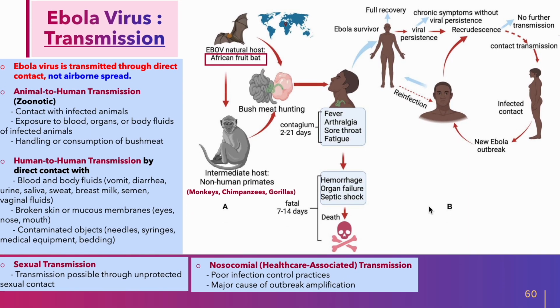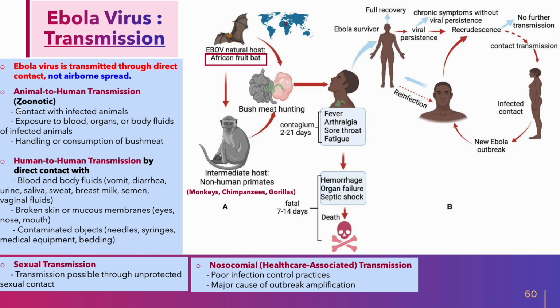And coming to the transmission. This Ebola virus can replicate and stay in body fluid. So it's not airborne spread like the other virus, but it is transmitted through direct contact. So you have zoonotic, animal to human transmission, human to human transmission, also sexual transmission, and nosocomial transmission. Nosocomial means healthcare-associated, like hospital infection.